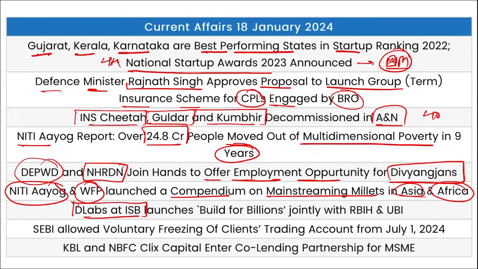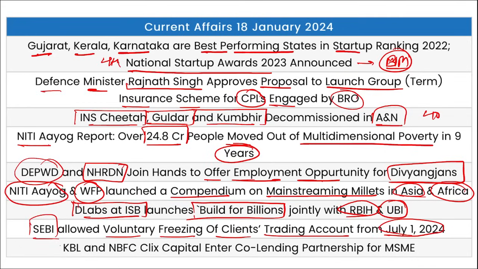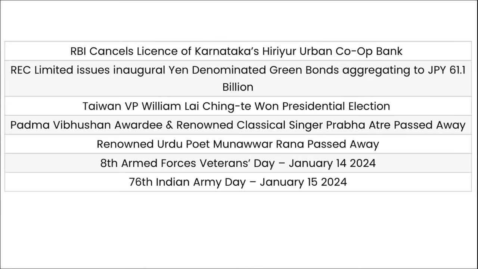D-Labs at ISB have launched Build for Billions jointly with RBI Hub and Union Bank of India. SEBI has allowed voluntary freezing of clients' trading account from 1st of July 2024. Karnataka Bank Limited and NBFC Clicks Capital have entered into a co-lending partnership for loaning amount to MSMEs. Then RBI has cancelled the license of Karnataka's Hiriyur Urban Cooperative Bank.